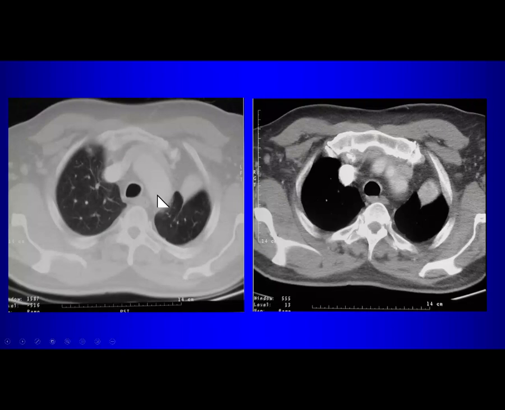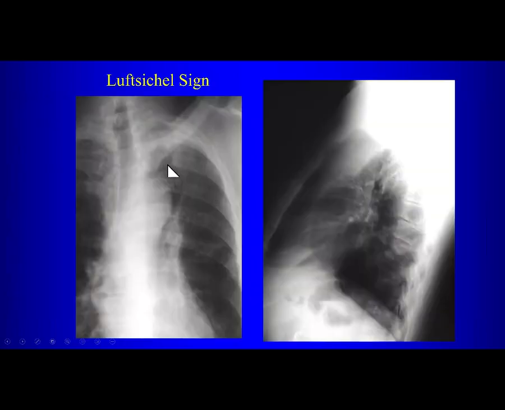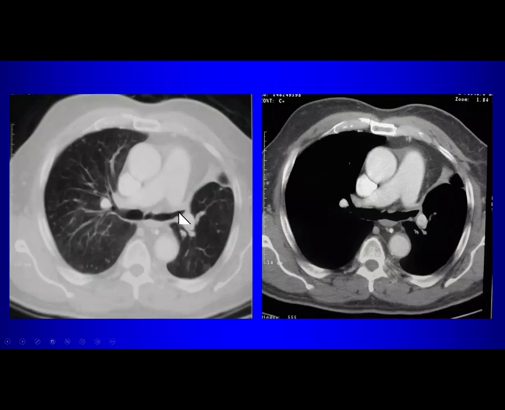Notice that it's located between the aortic knob and the collapsed left upper lobe. Okay? So that is why you have this. That's coming between the aortic knob and the collapsed left upper lobe, and that's what gives you the Luftsichel sign when you have left upper lobe collapse. And this is the same patient. So this patient had a stenosis here in the left upper lobe bronchus, and the rest of this is just the collapsed left upper lobe. Okay?